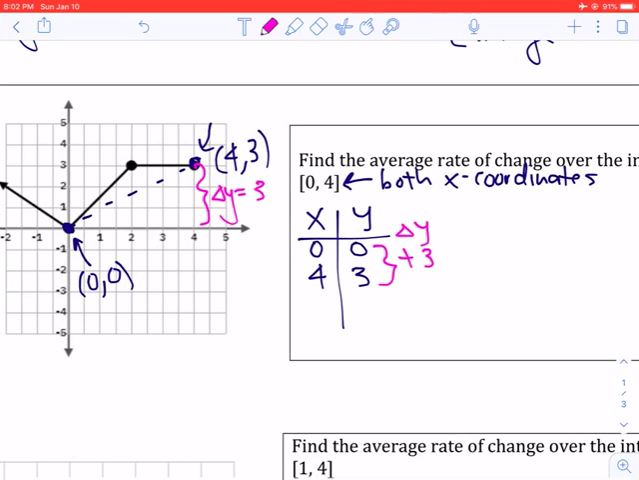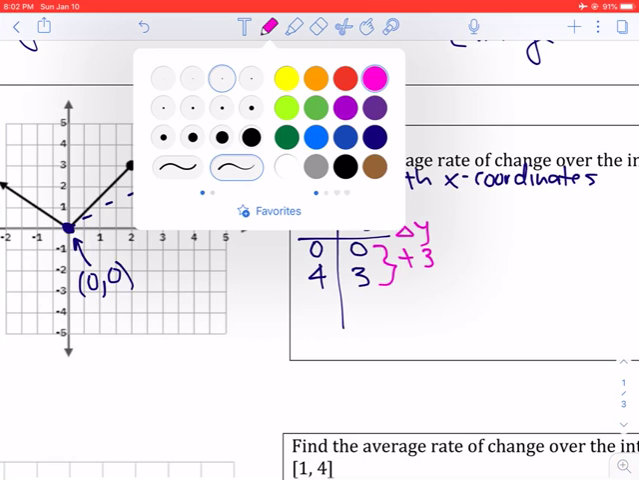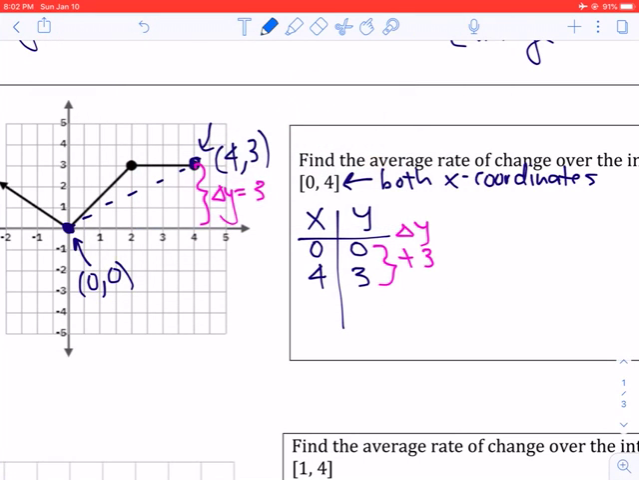On a graph, it's nice we can actually see it. I'm having to still use the table because we'll need that skill for when we do some in a little bit where we don't have a graph. And then I'm going to pick my second color for my x values. And now remember, this is the length of my interval. And to get from 0 to 4, I'm adding 4. And that's my delta x.